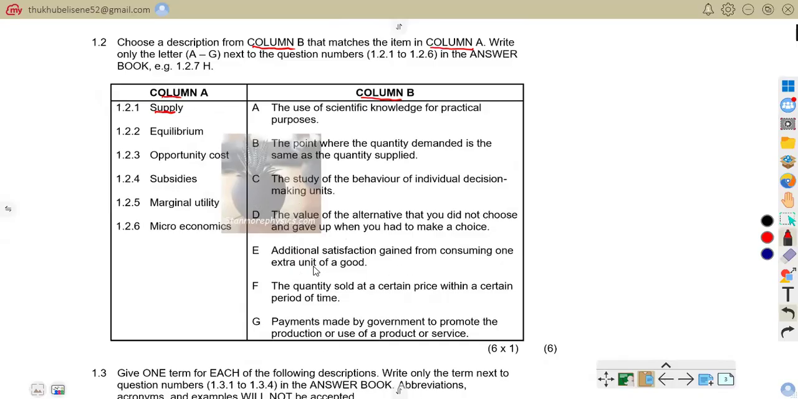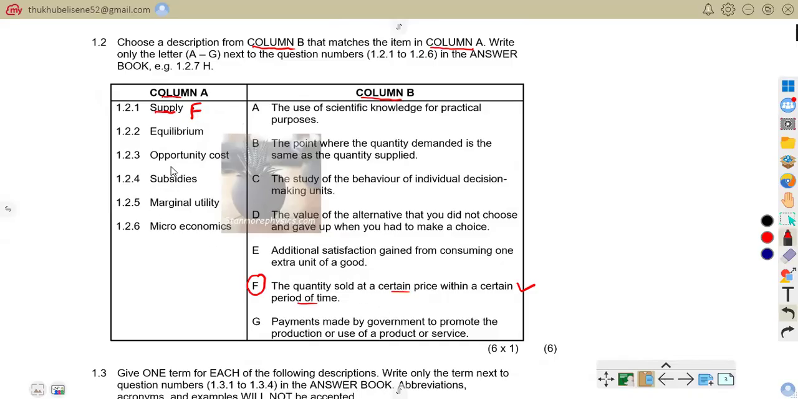good people, that F matches supply. What is F saying? It says the quantity sold at a certain price within a certain period of time. Meaning to say, supply is how much producers are willing to sell at a certain price. For example, a farmer is willing to sell 100 bags of maize at 200 each per week. That quantity, the 100 bags, is the supply. So the correct answer is F. Hope you're together.